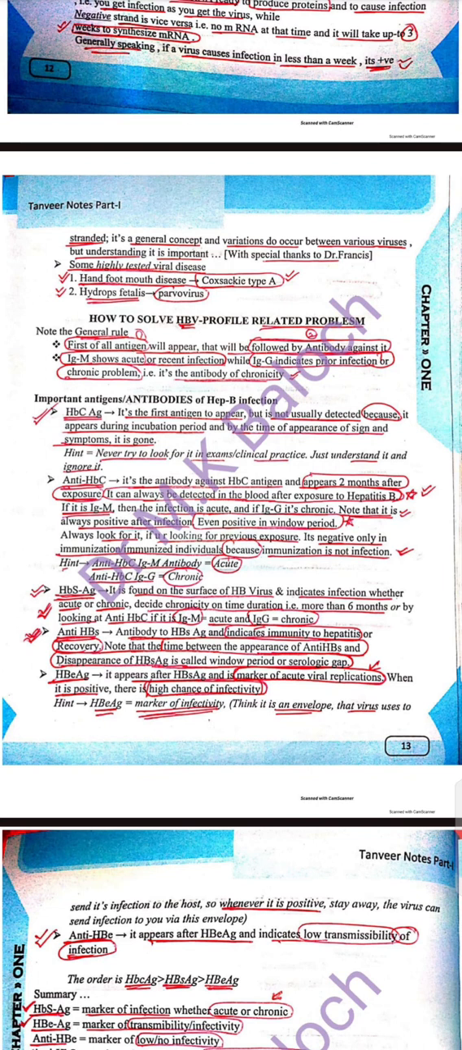Note that the time between the appearance of anti-HBs and disappearance of HBs antigen is called the window period. So what is the window period? Or serologic gap: between disappearance of HBs antigen and appearance of anti-HBs.